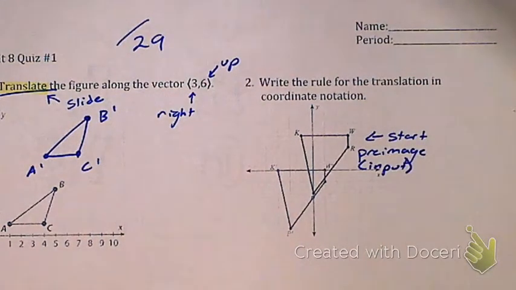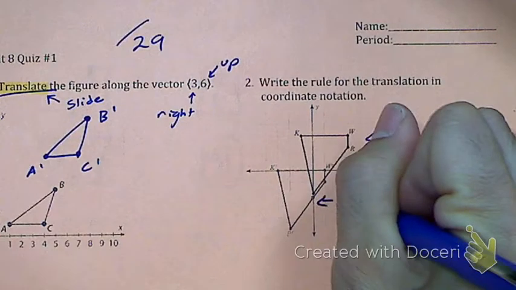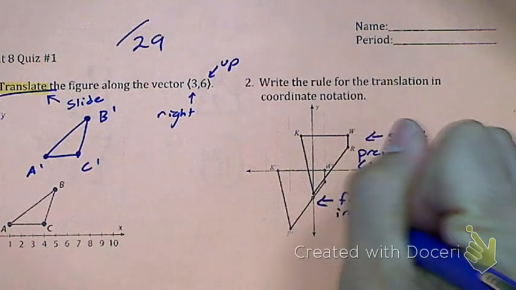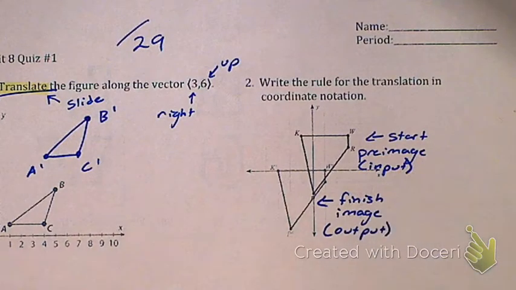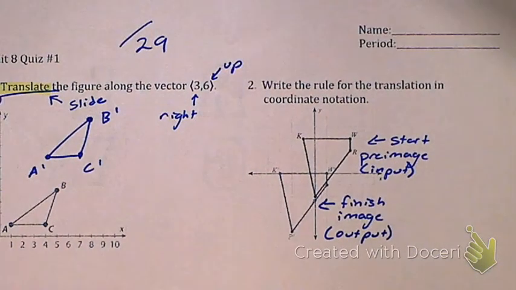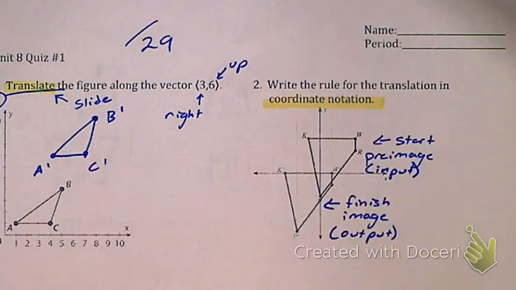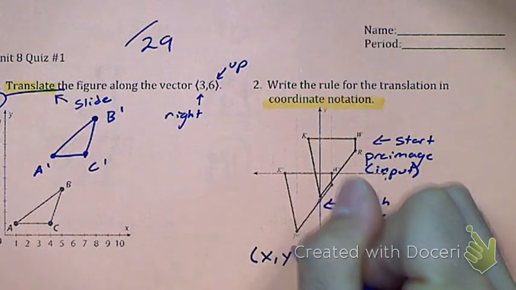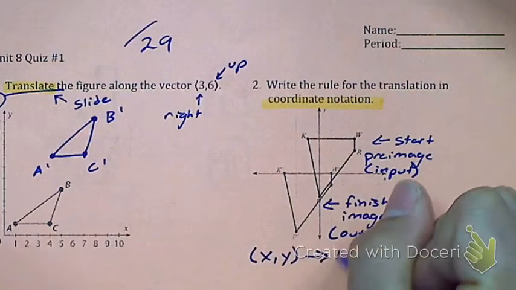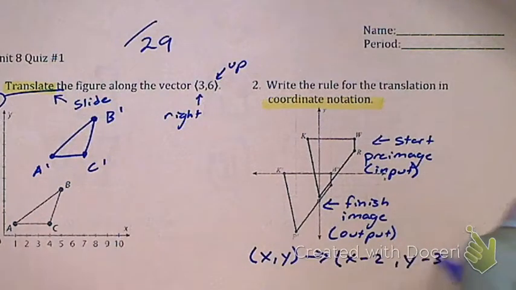You can write all over these quizzes. They are yours to keep. Write anything you need to write. What do we call this one here? This was the finish. It was your image or your output. Next up, it wants it in coordinate notation. That says x comma y is mapped to -2 in the x, -3 in the y.